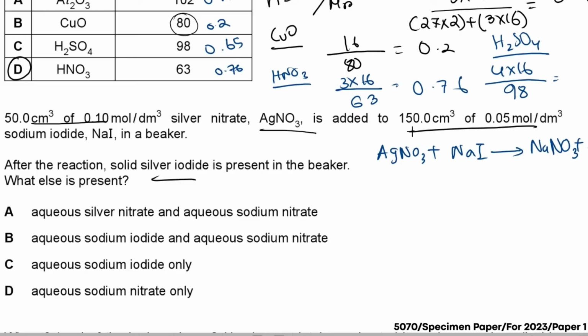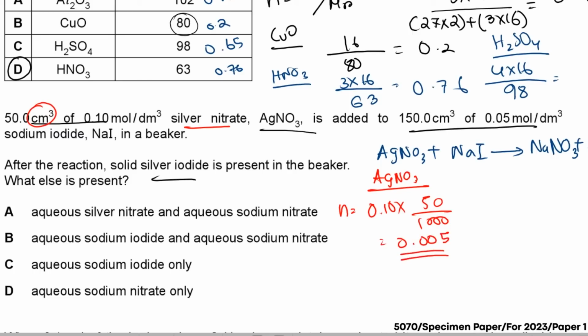Now our first job is to find out the moles of silver nitrate, AgNO3. Moles is going to be concentration times volume. So it's 50 by 1000. Since it's given in 50 cm cube, we need to convert it to dm cube. That's the reason I'm dividing it by 1000. So 50 divided by 1000, and our moles is going to be 0.005.